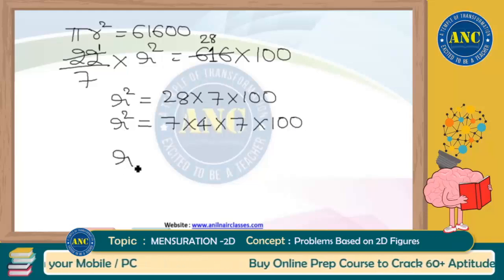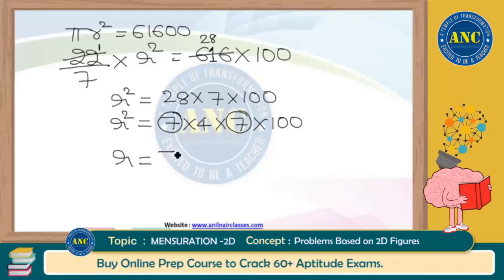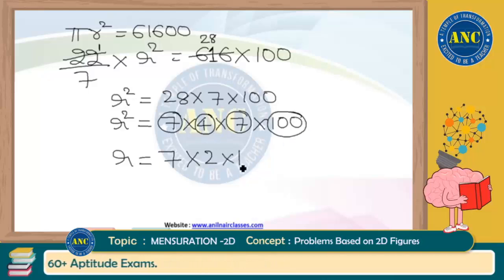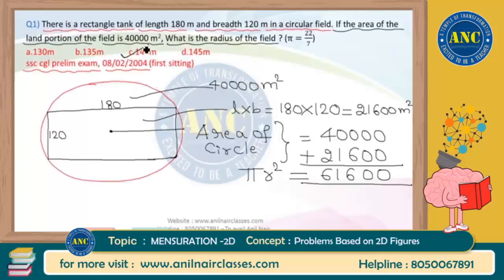I only need r value. 7 into 7 is 7 square. Square root of 7 square is 7. 4 square root is 2. 100 square root is 10. So it is 7 into 2, 14. 14 into 10 is 140 meters. That is nothing but the radius of the circle, which is nothing but option A.